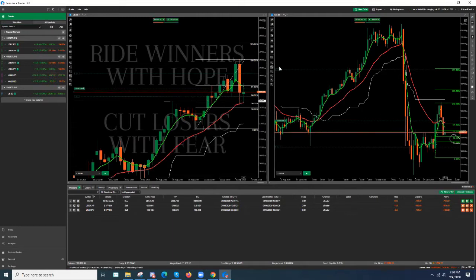I am only targeting the 61 level, but I will be turning on the algorithm that's going to manage my trade. In case it moves up, it's going to start compounding, and what I will do is remove the take profit and let my SL be a profit target, and I'll explain that shortly.